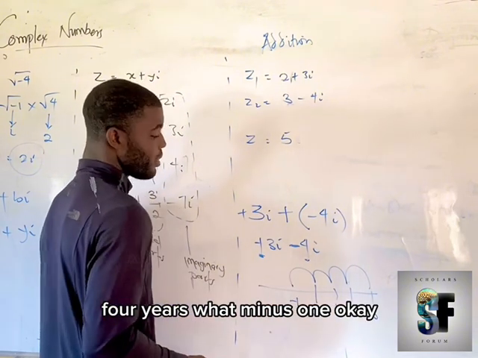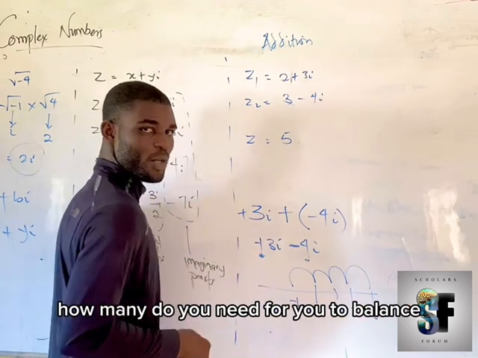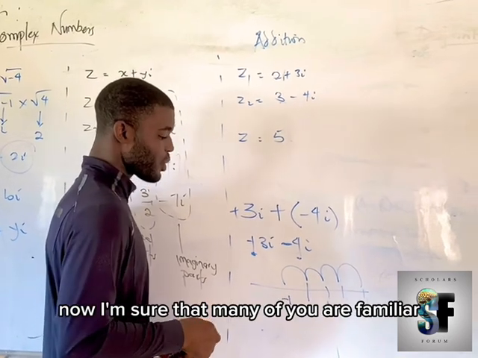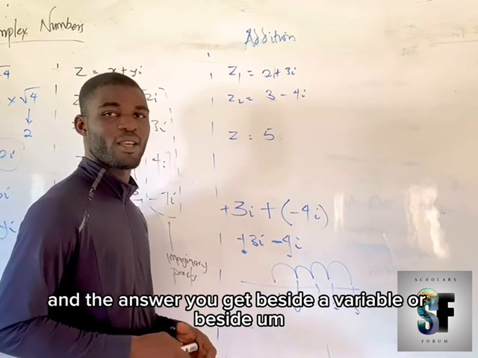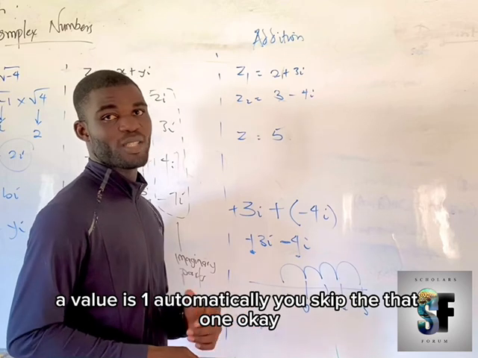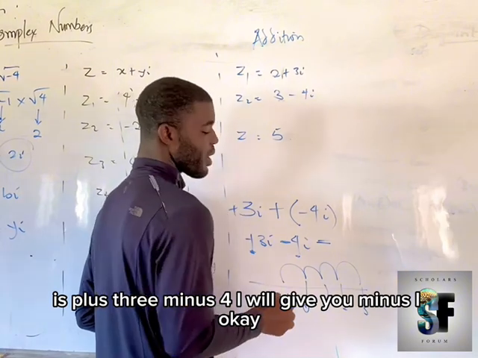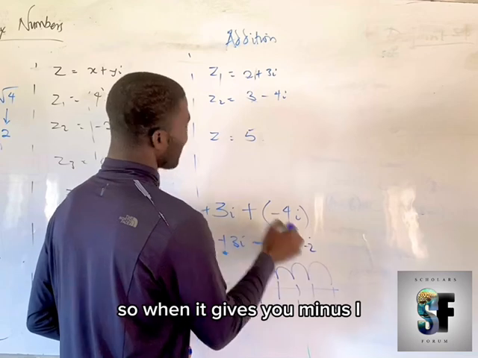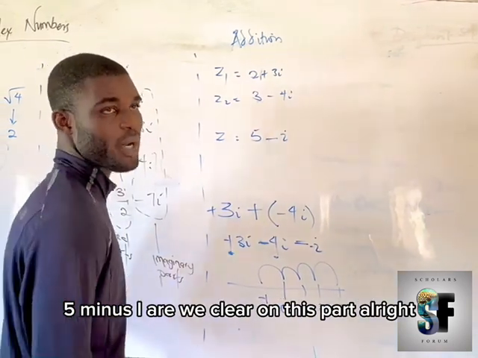4 here is what? Minus 1. Okay? So in another illustration, it is you saying you have 3, but then you need 4. How many is remaining for you to balance? 1 more. So you have a minus 1. Now, I'm sure that many of you are familiar with the fact that when we are writing in mathematics and the answer you get beside a variable or beside a value is 1, automatically you skip that 1. So in this case, plus 3 minus 4i will give you minus i. So when it gives you minus i, that means our final answer here is what? 5 minus i. Are we clear on this part?